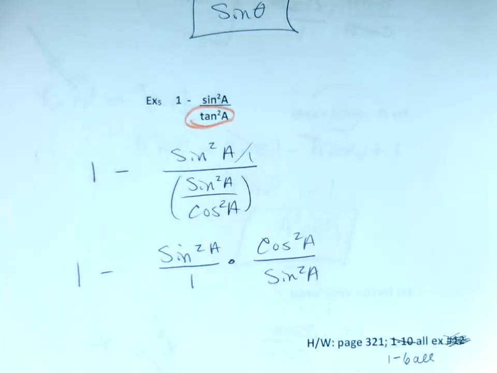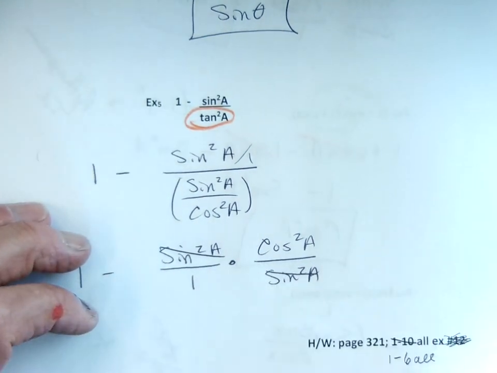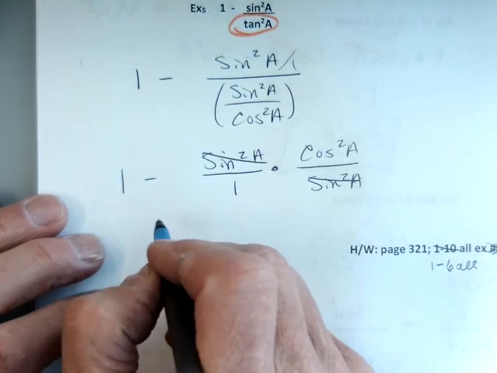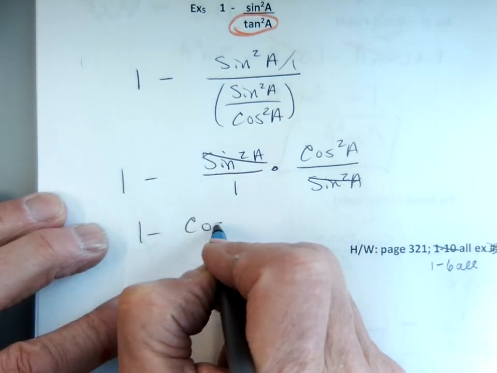Now what I did was this. Fraction divided by fraction. When you divide fractions, I multiply, right? And then you can cancel your sines, right? Sine squareds cancel. And I'm left with 1 minus cosine squared of a.